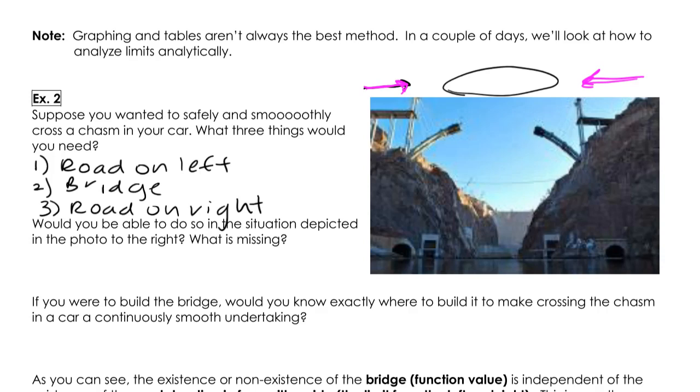Okay, so we need the road on the left, we need the bridge, and we need the road on the right. So based on that, in this picture, can you cross? Of course we can't. What's missing? The bridge. Okay, if you were to build a bridge, would you know exactly where to build the bridge so that we could then cross? Sure, wherever this gap is. Where the left meets the right, that's where we would build the bridge. We sure would.